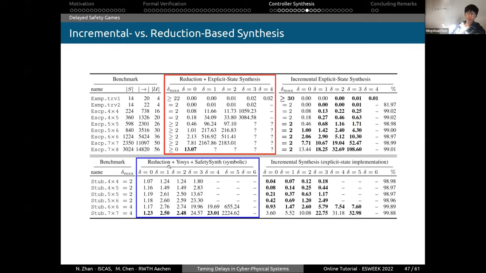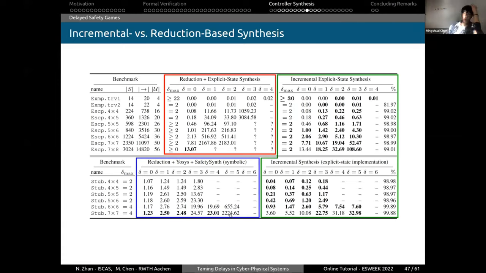And then we have another implementation which uses a state-of-the-art synthesis tool, called SafetySynth. It uses a symbolic representation of the state space. In the meantime, we still do the reduction. The reduction reduces safety games under delays to delay-free games, and then we solve the delay-free games using the state-of-the-art safety synthesizer. In this case, you can see we don't have any question marks anymore. It's faster than the explicit state implementation, and we are able to show that the controller has a winning strategy, for example, for delay 5, but it still needs quite some time to do so.